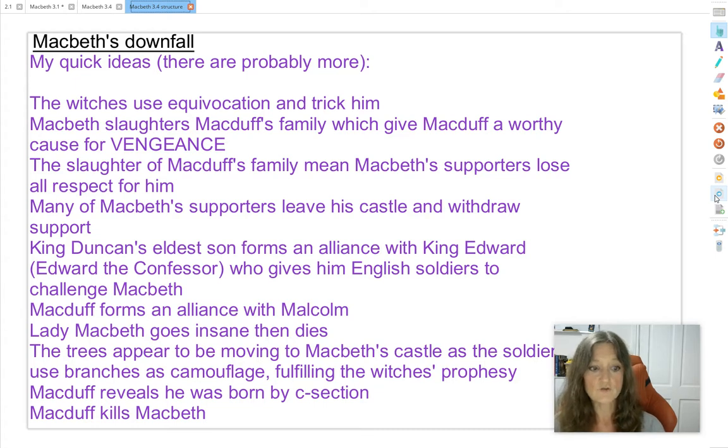Then we see the trees which appear to be moving towards Macbeth's castle as the soldiers use the branches to camouflage themselves. The English and the Scottish rebels camouflage themselves, and this serves to fulfill one of the witches' prophecies. Next prophecy is fulfilled because Macduff reveals in battle, in hand-to-hand combat, that he was born by caesarean section, so not a woman born. The equivocation on that word woman, meaning womanly parts, the birth canal, rather than an actual physical woman. And then finally, Macduff kills Macbeth.